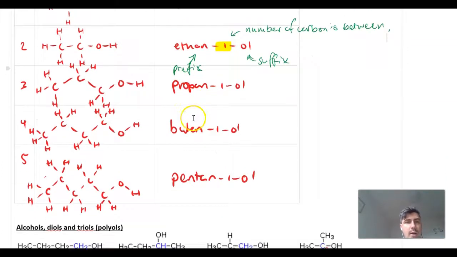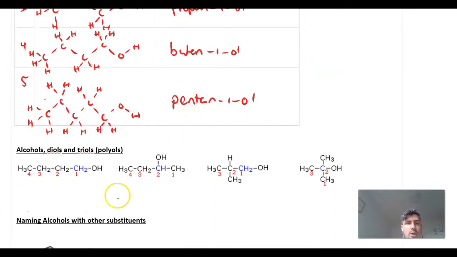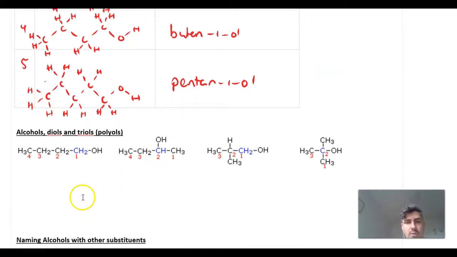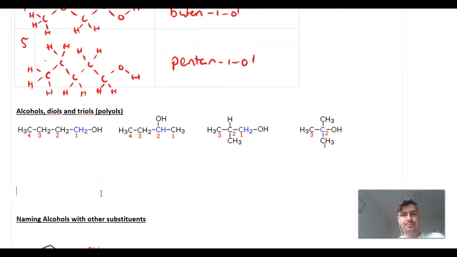Now we're going to look at when you have more than 1, so a diol, or if you have 3, which is called a triol. And we're going to look at primary, secondary, tertiary. So for this one here, we count the full length of the carbon chain. So that's 1, 2, 3, 4. We then number from the side of the functional group.